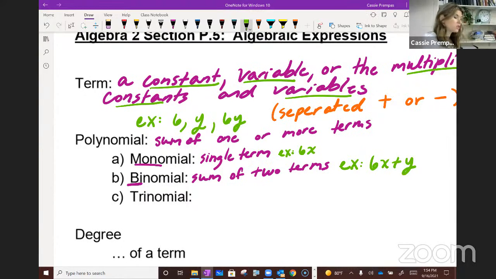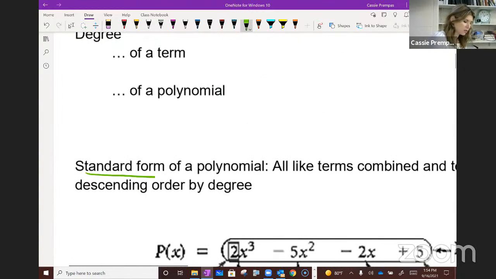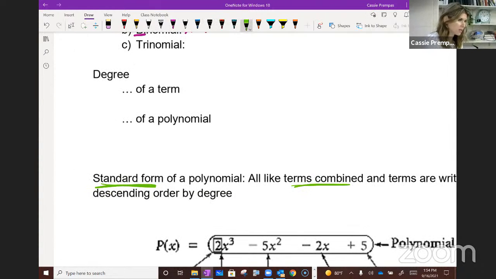No, that would turn into a monomial? Yes, that would turn into a monomial. But when you put them together, I mean, after it's in standard form, so that's down here. When it's in standard form, that's when we identify it as a monomial, binomial, or trinomial. And in standard form, all like terms have to be combined.